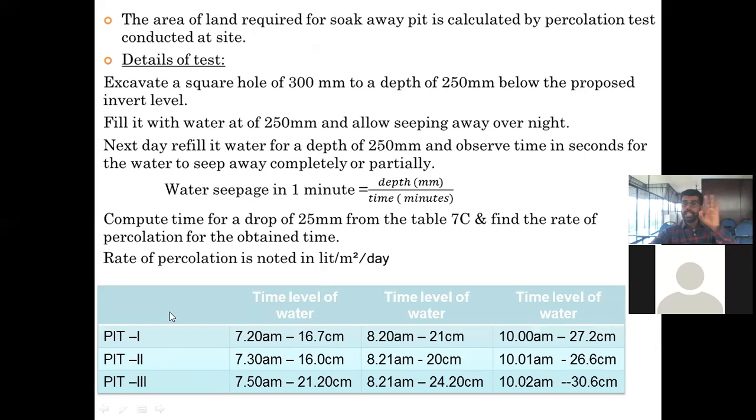So we have to take three pits. Okay, don't take one pit. We have to take 3 pits at 3 different locations. Okay, and you have to excavate a square hole of 300 mm to a depth of 250 mm. All the dimensions will be the same, but you have to take 3 different pits at your location where you are trying to give a soak pit.